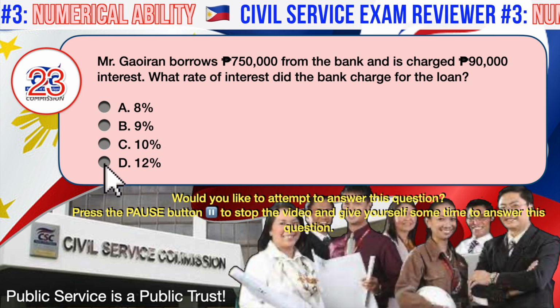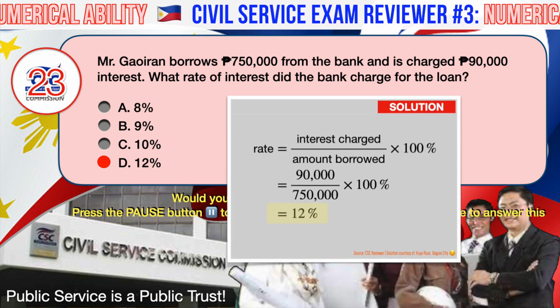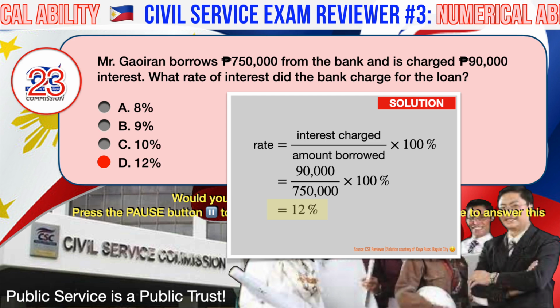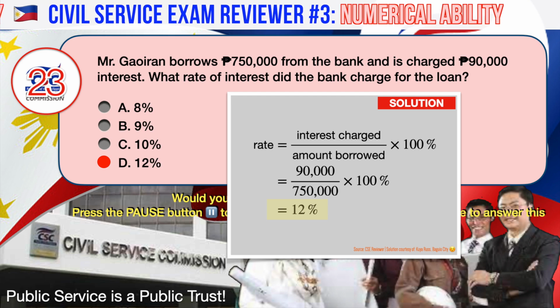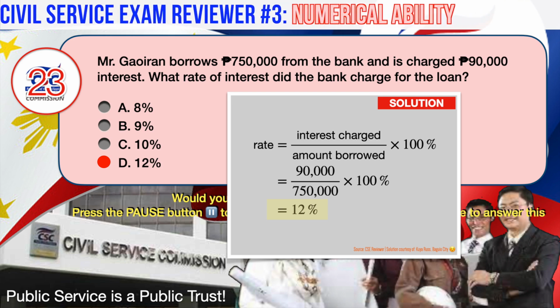The correct answer is D. 12%. To find the interest rate, we simply divide the amount of interest charged by the total amount borrowed, and multiply by 100. We should quickly arrive at 0.12 or 12%.